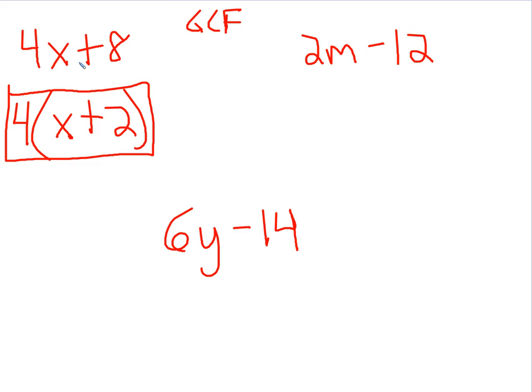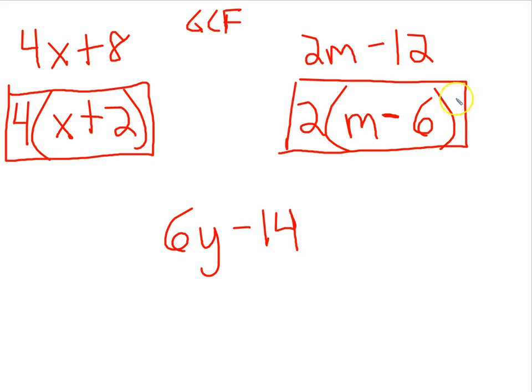I'm trying to take what's whole and pull it apart. So now I look at the 2m minus 12. What's the largest number that divides evenly into 2 and 12? It should be clear that that's 2. What do I multiply 2 by to get 2m? The only thing that's missing is an m. What do I multiply 2 by to get 12? 6. And then I put the minus sign in between. So that is my factored form.